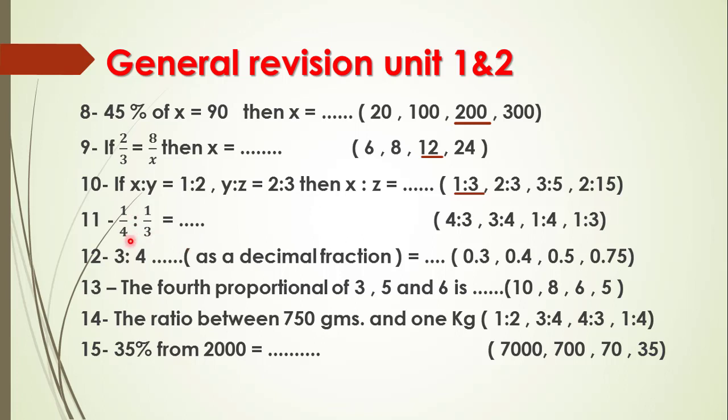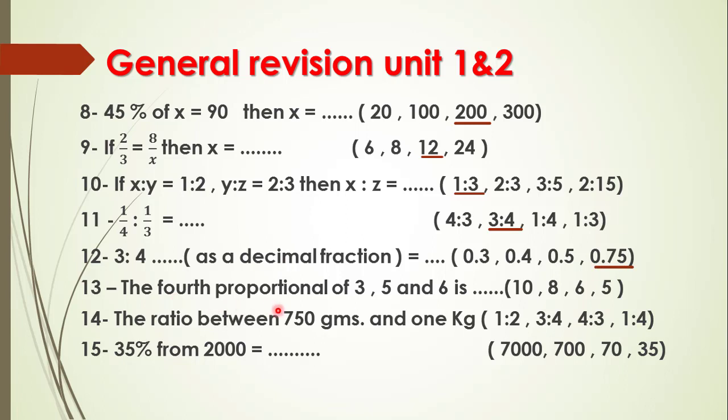Number 11, 1 over 4 to 1 over 3. Using cross product, 3 to 4. 3 times 1 equal 3 and 4 times 1 equal 4. So 3 to 4. 3 to 4 as a decimal fraction. You can use your calculator and divide 3 divided by 4. Or you can multiply the two terms of the ratio by 25. Because 4 times 25 equal 100. 3 times 25 equal 75. So 0.75.